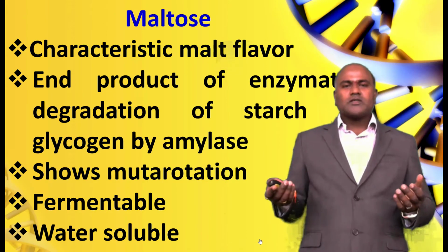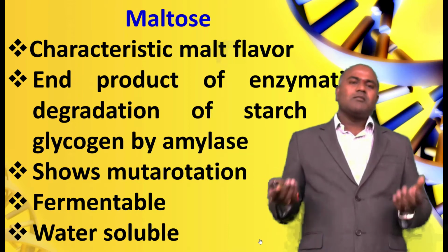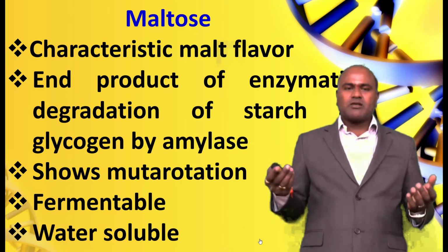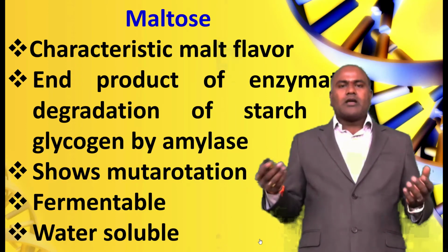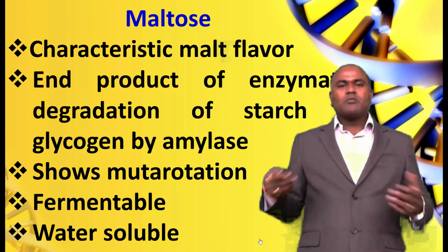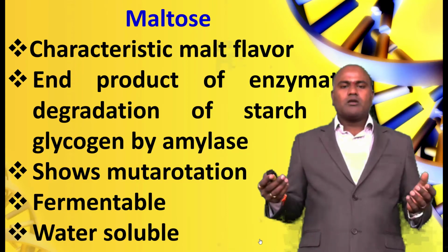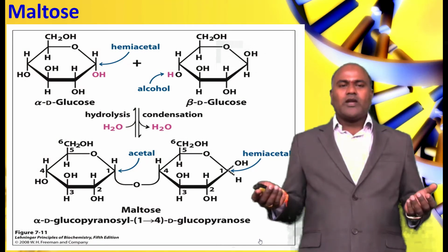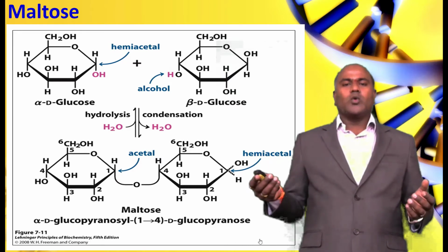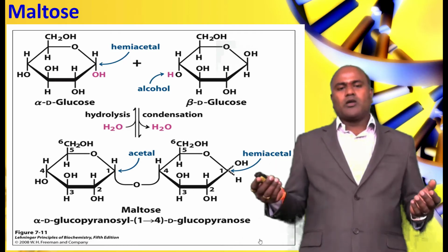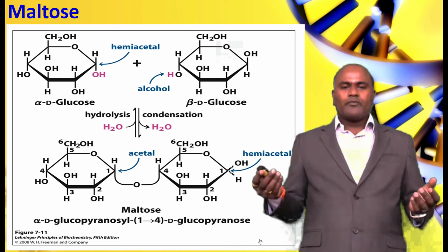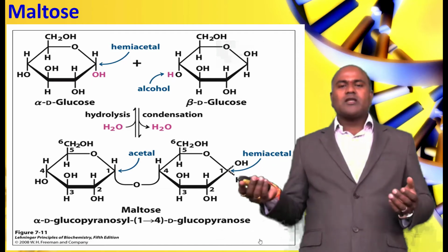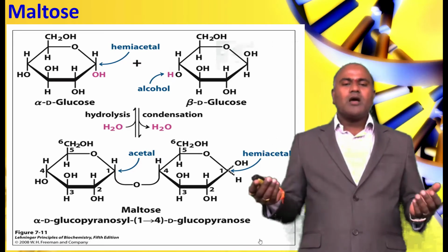Maltose is one example of a disaccharide. Maltose has a characteristic malt flavor. It is the end product of enzymatic degradation of starch and glycogen by amylase. It shows mutarotation, it is fermentable, and it is a water soluble compound. This is the structure of maltose. You can see one molecule of alpha D glucose and another molecule of beta D glucose. When they go through the condensation process, they form maltose, alpha D glucopyranosyl 1,4 D glucopyranose.